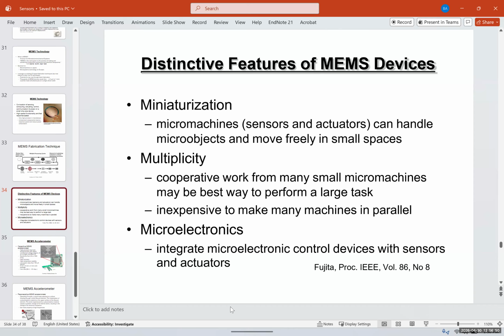And then we have multiplicity. The cooperative work from many small micro machines may be the best way to perform a large task. It's inexpensive to make many machines in parallel. And then we have microelectronics: integrating electronic control devices with sensors and actuators. So we can put everything in a single IC.